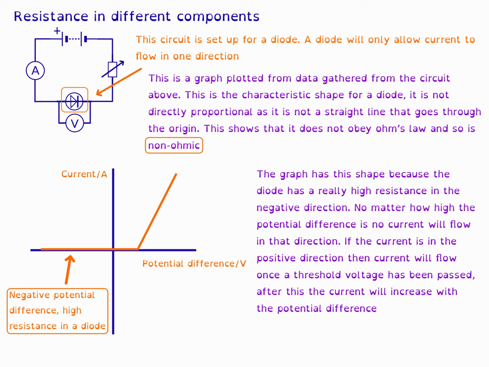If the current is in the positive direction with respect to the diode, then current will flow once a threshold voltage has been passed. After this, the current will increase with the potential difference.